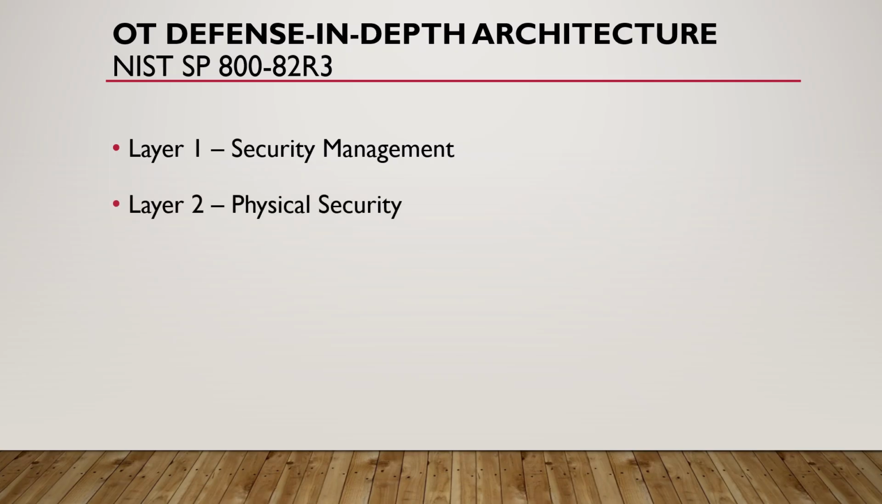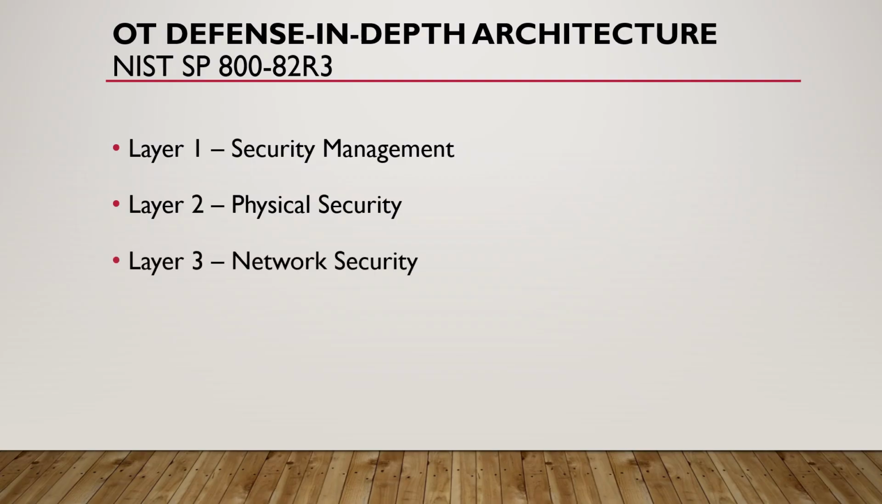Layer 2, Physical Security. Physical security measures are designed to reduce the risk of accidental or deliberate loss or damage to assets and the surrounding environment. Organizations may also need to consider additional environmental safety, regulatory, legal, and other requirements when implementing physical security.